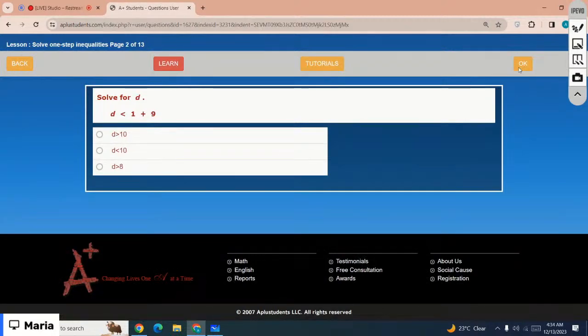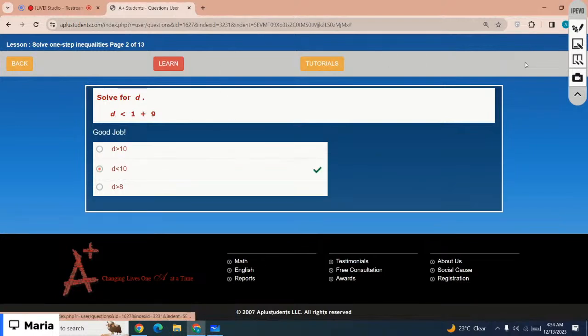Okay, solve for d, which is the correct option? 9 plus 1 is 10. So the correct option is d is less than 10, right? The correct option is option number 2, d is less than 10.